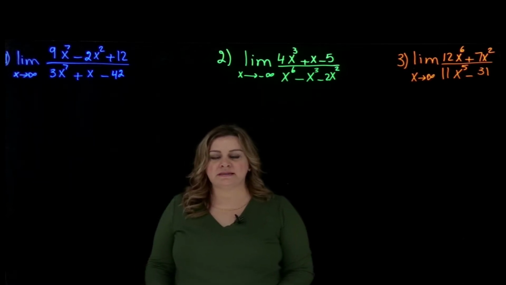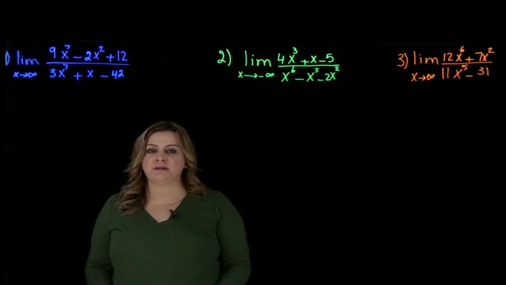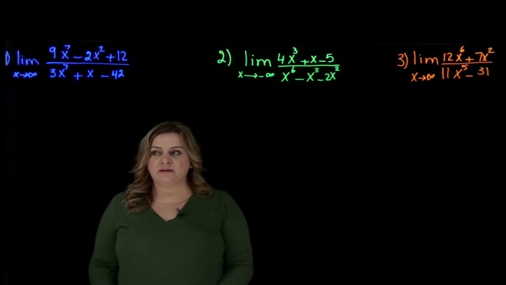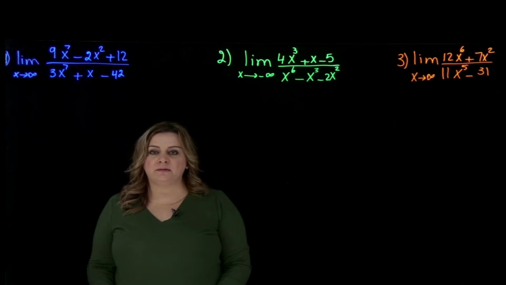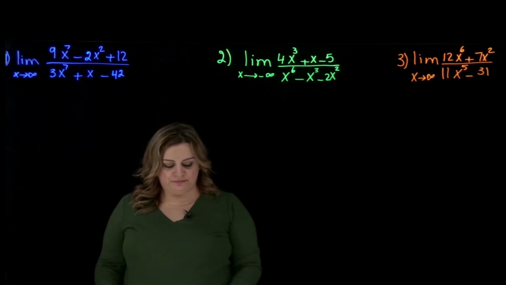We will start with example 1. We want to evaluate the limit of our function 9x to the 7 minus 2x squared plus 12 all over 3x to the 7 plus x minus 42 as x approaches positive infinity. Notice x to the 7 is the variable with the largest exponent in the denominator. So we want to divide each term in our function by x to the 7.